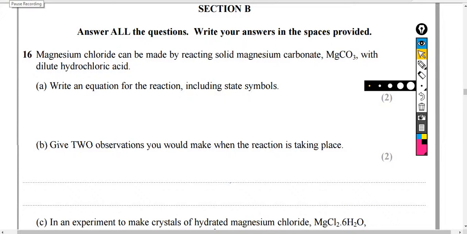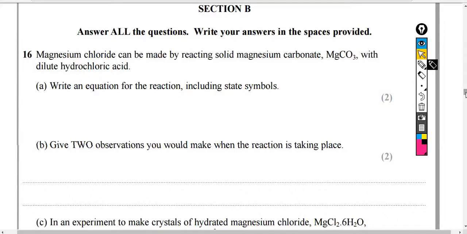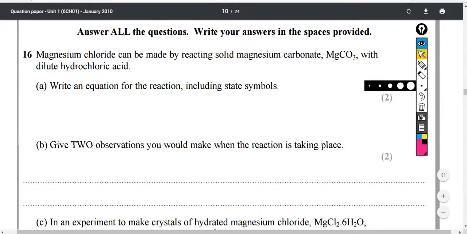Hello everyone. So today we are going to do the 2010 January paper, and this is the second part, the structured essay questions. I haven't gone through the questions yet, so I'm trying to create the exact exam situation here. Let us go through the questions together and try to find out the answers. I have the answer script as well. We will refer to that also. So we will read now.